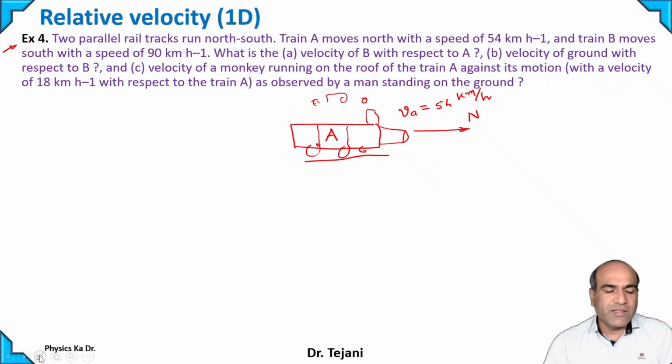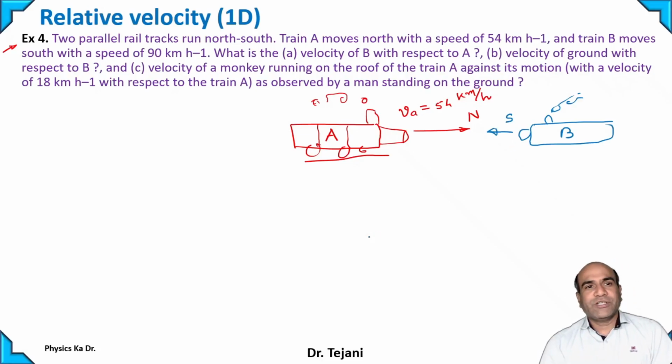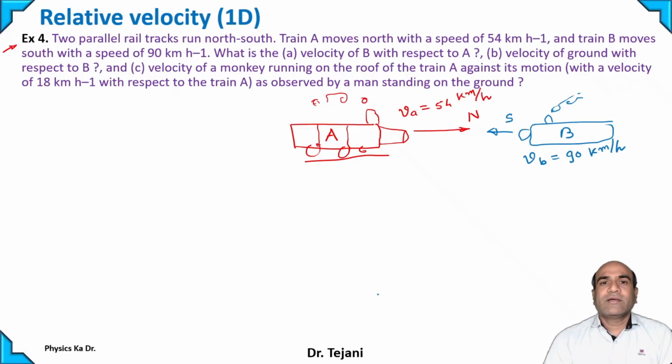Right. And train B moves south. There is another train. Let's draw a different train. This is train number B, which moves in the opposite direction, the south direction, with a speed. So VB is given as 90 kilometer per hour. That condition is given, right? So we need to find the first part.